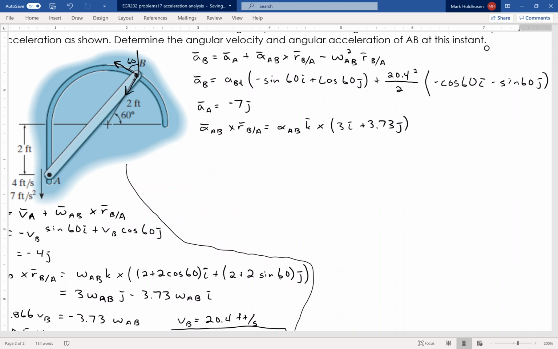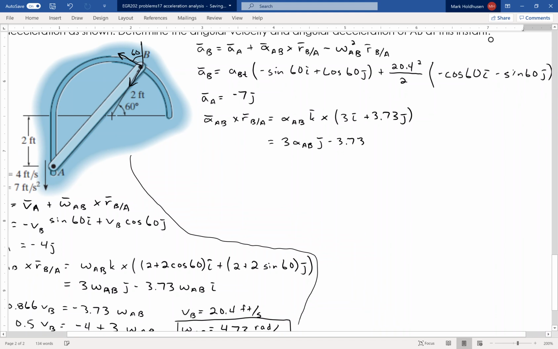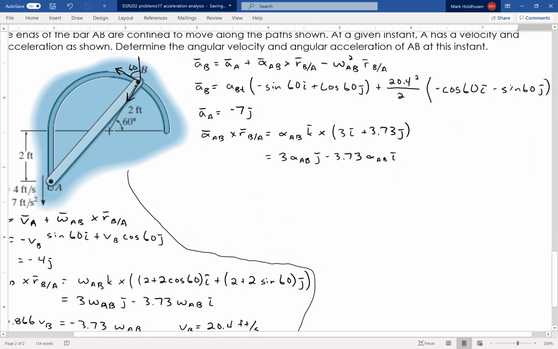So when I do that cross product, I get 3 alpha_AB in the j direction and minus 3.73 alpha_AB in the i direction. So this is again very similar to what I had with my velocity equation that I was just working on.